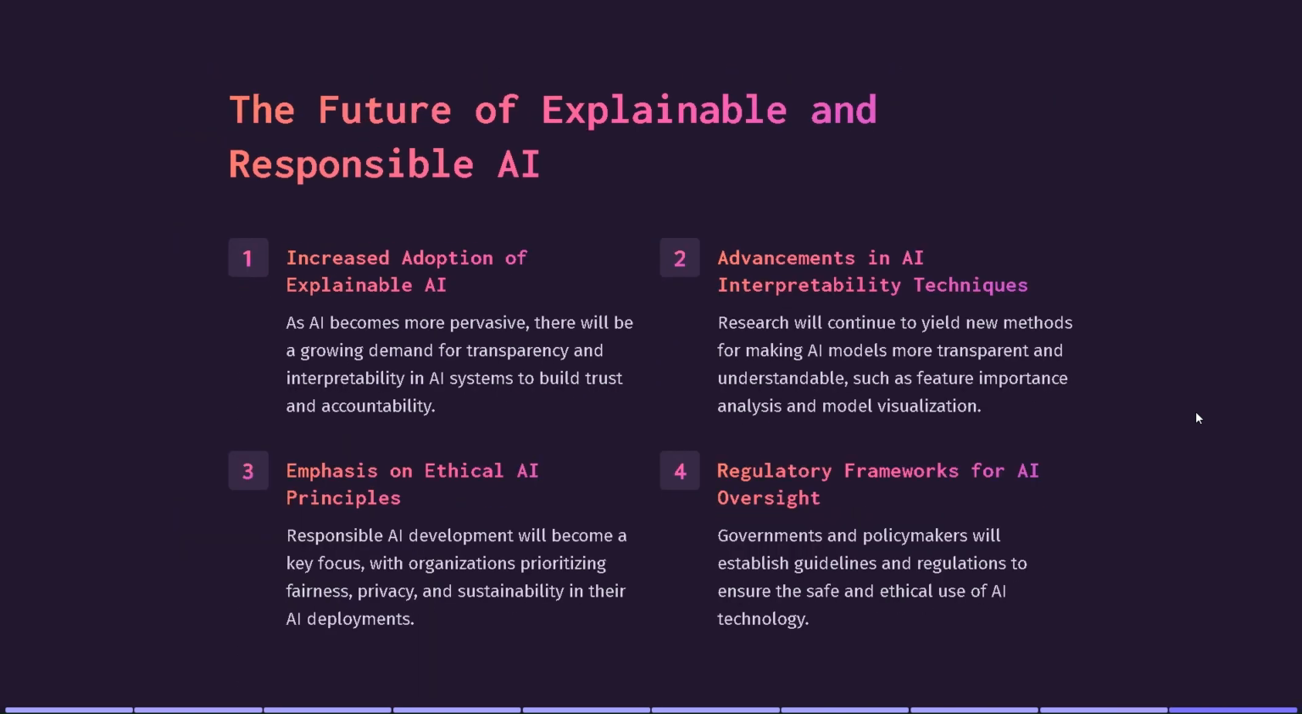Now, last but not least, the future of explainable and responsible AI. We all know there will be increased adoption of explainable AI. There is an advancement in AI interpretability techniques as well, and much more emphasis on ethical AI principles for non-discrimination. Then last is the regulatory framework for AI oversight, where governments and policymakers will establish guidelines and regulations to ensure the safe and ethical use of AI technology.